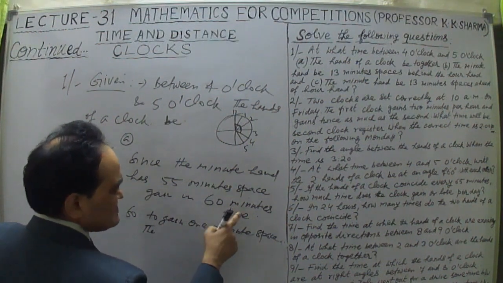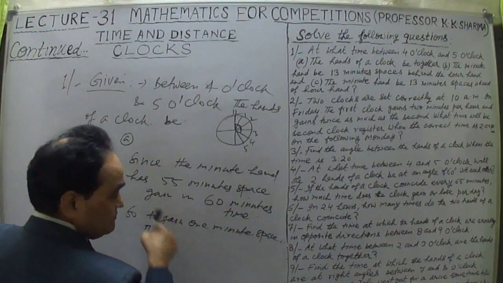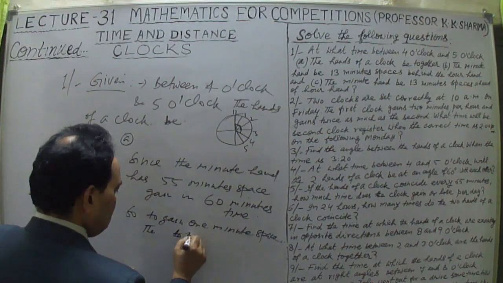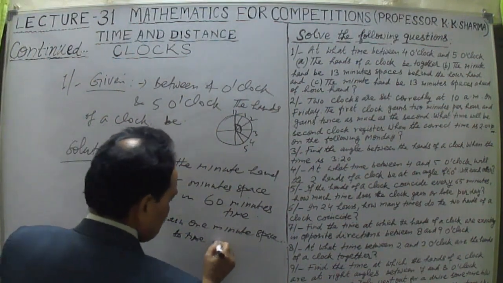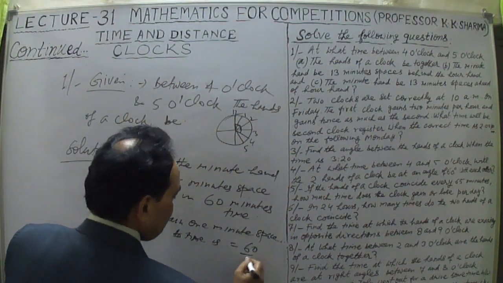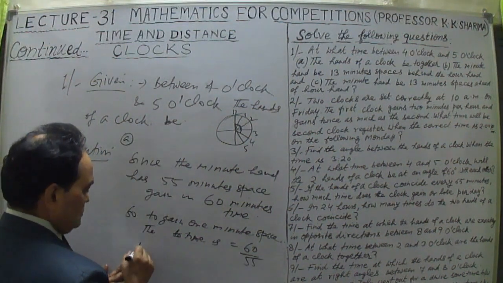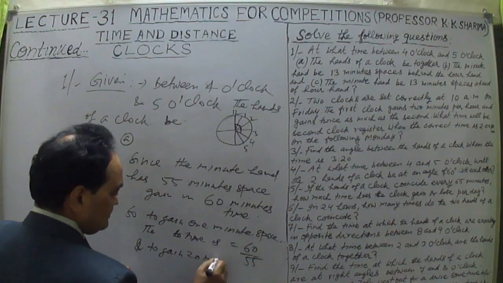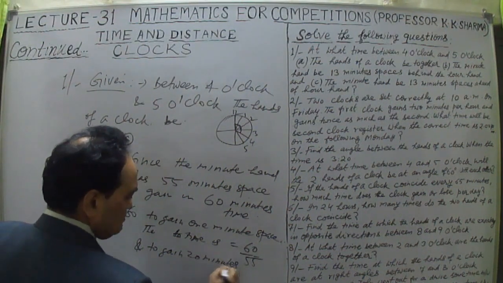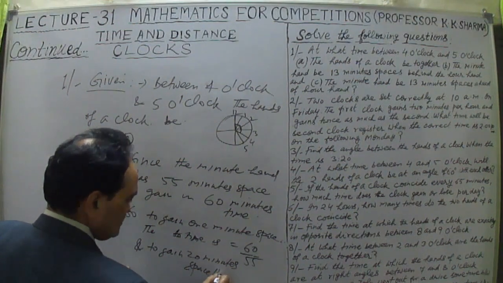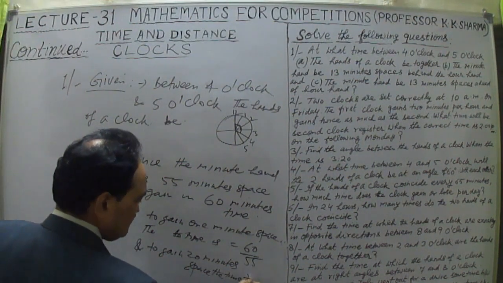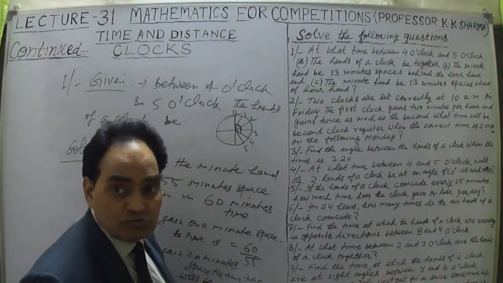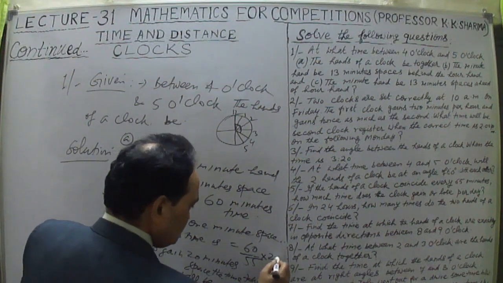Okay, so for 1 minute space, if the minute hand has to gain, then the time will be 60 upon 55. And to gain 20 minutes space, the time taken will be how much? It will be 60 into 20.